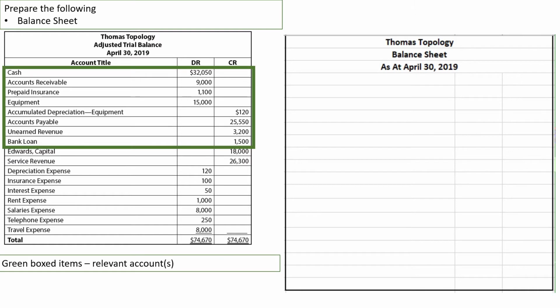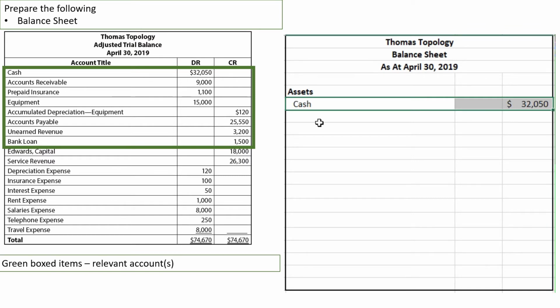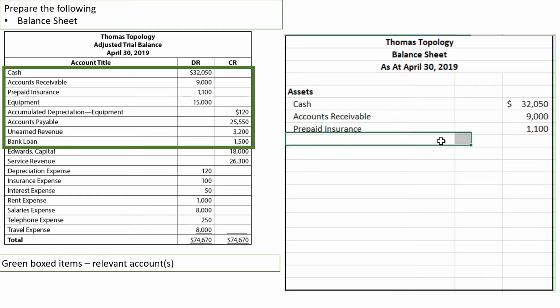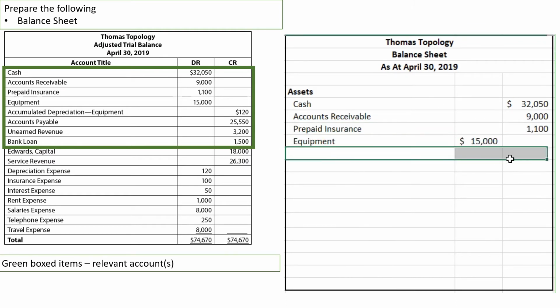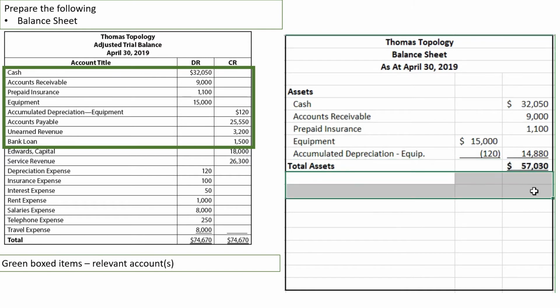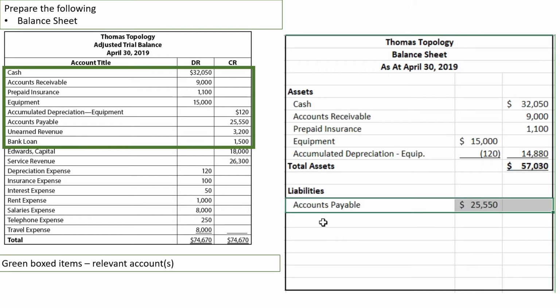The next step for this company is to create the balance sheet. Balance sheets are always as at a point in time, which in this case for Thomas Topology is as at April 30th, 2019. In this case, we will always start with assets first. First of all, being cash, accounts receivable, prepaid insurance, equipment, offset with a contra account being the accumulated depreciation on that equipment account for total assets of $57,030.